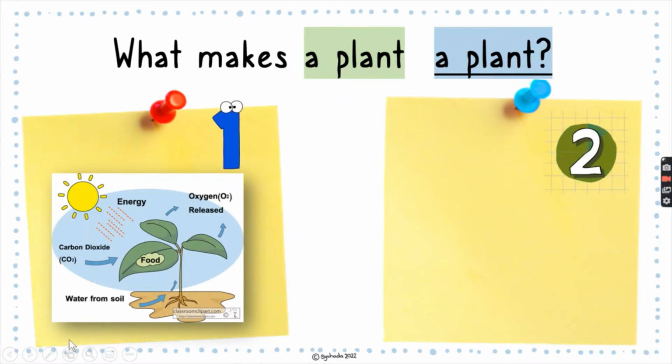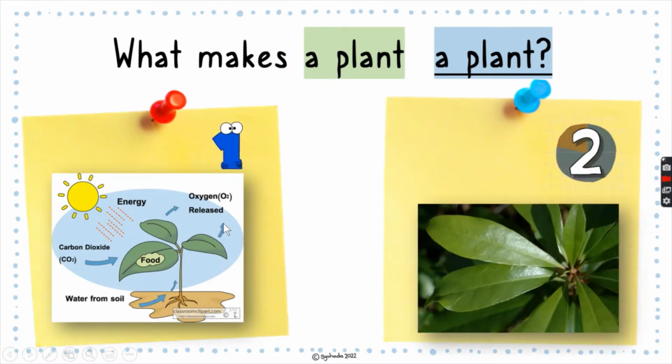Here is the first picture that I provided for you, and you can see the sunlight being absorbed by the leaf, and they also absorb carbon dioxide and water from the soil. In the end, they release a gas called oxygen, and they're producing food. The process whereby plants make food with the aid of sunlight is photosynthesis. So the first thing about plants is that they carry out photosynthesis.